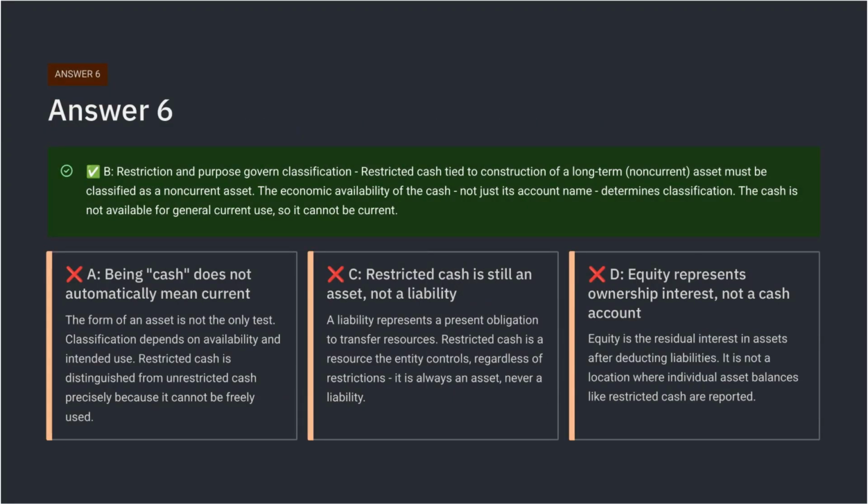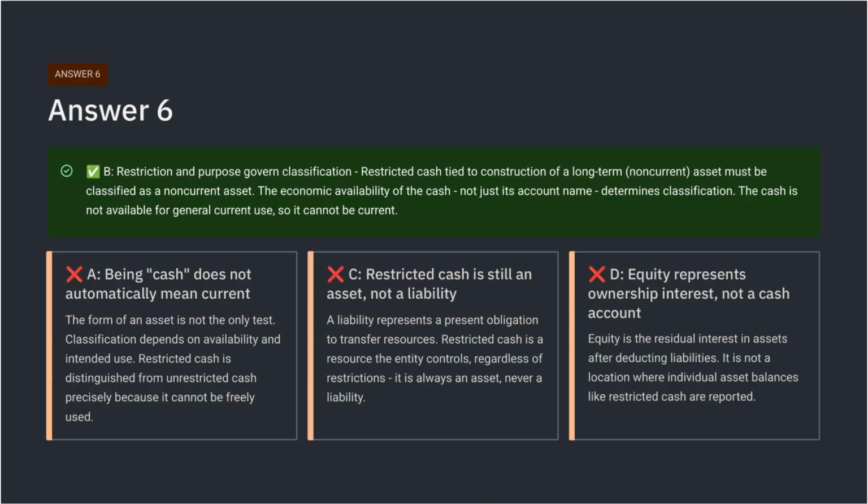The correct answer is B, non-current asset, because its use is restricted for a non-current purpose. Restricted cash tied to construction of a long-term asset is not available for current use, so presenting it as current would overstate liquidity. Option A is wrong because being called cash does not automatically make it current.